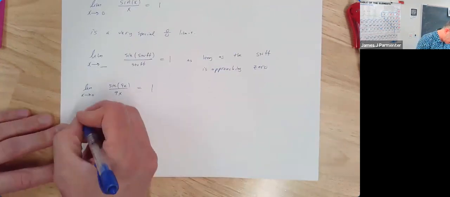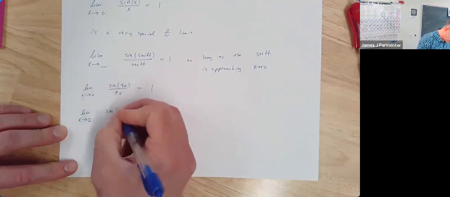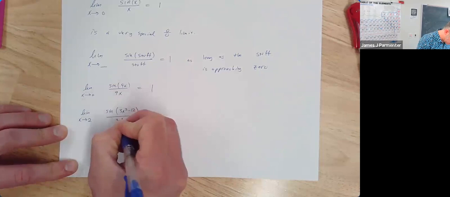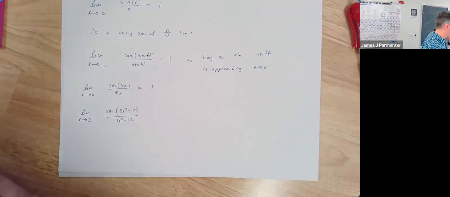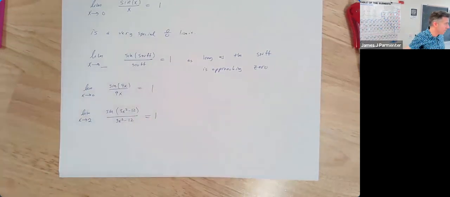I can do the limit as x approaches 2 of sine of 3x squared minus 12 over the same exact thing. I've met the criteria. It's sine of a thing over the same thing. And very specifically, is the thing going to 0? If I plug in 2, 3 times 2 squared is 12. Yep, it's going to 0. So since this is a sine of 0 over 0, and the zeros are the same, this limit has to be 1. No question about it.